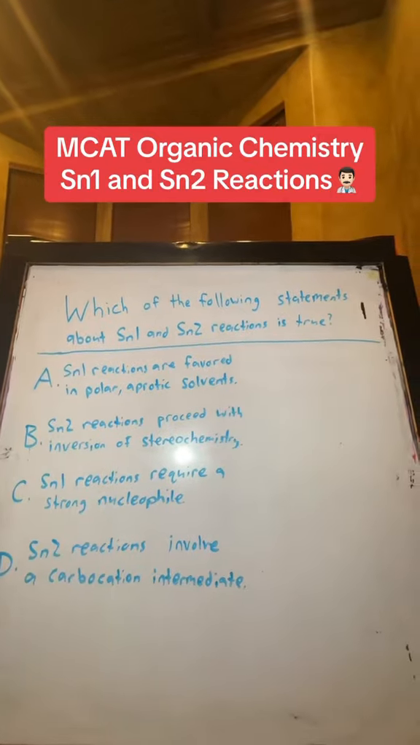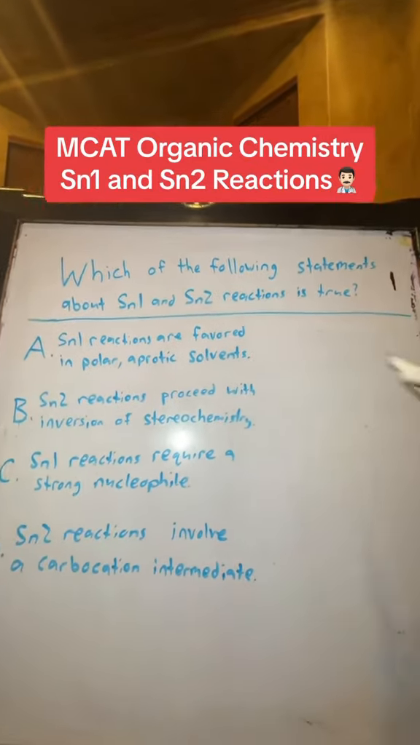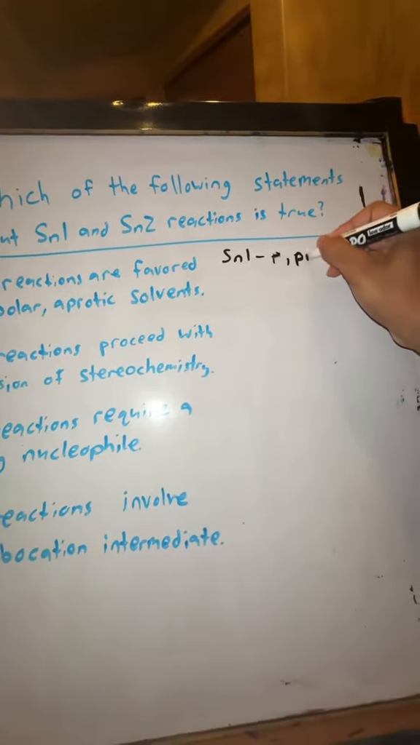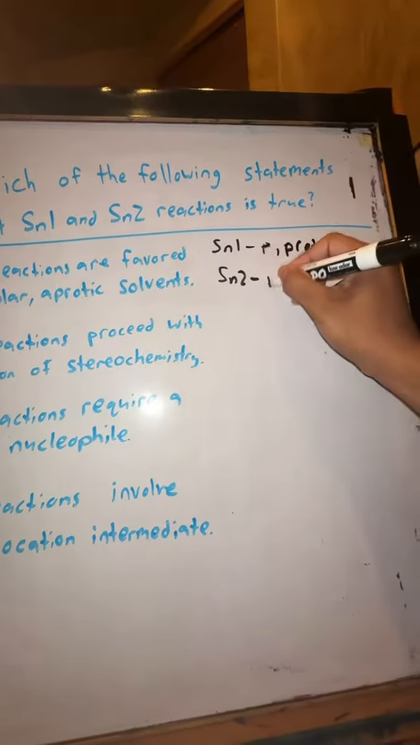Which of the following statements about SN1 and SN2 reactions is true? Let's take a look at all of them. SN1 reactions are favored in polar aprotic solvents. This is actually incorrect. SN1 prefers polar protic, whereas SN2 prefers polar aprotic.